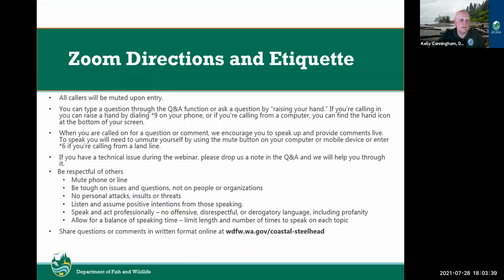So James, if you could go to the, thank you, sir. Just some guidelines and rules around Zoom. First, and just out of the gate, all callers, you're going to be muted upon entry. You can type a question through the Q&A function or ask a question by raising your hand. If you're calling in, you can raise your hand by dialing *9 on your phone, or if you're calling from a computer, you can find the hand icon at the bottom of your screen. Just click on that and we'll be able to call on you.